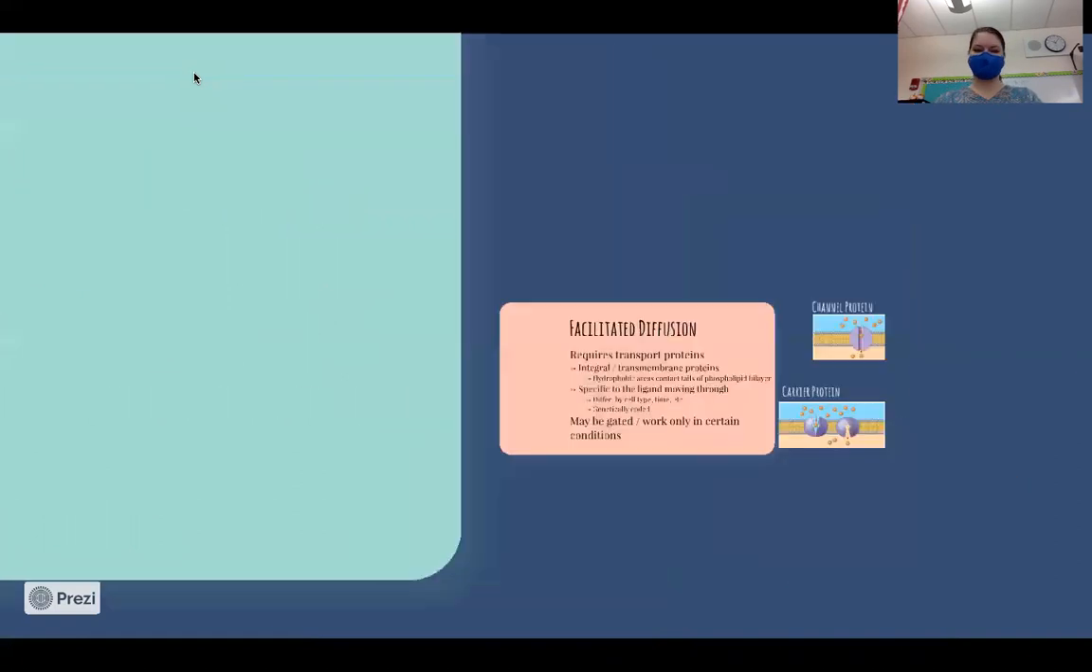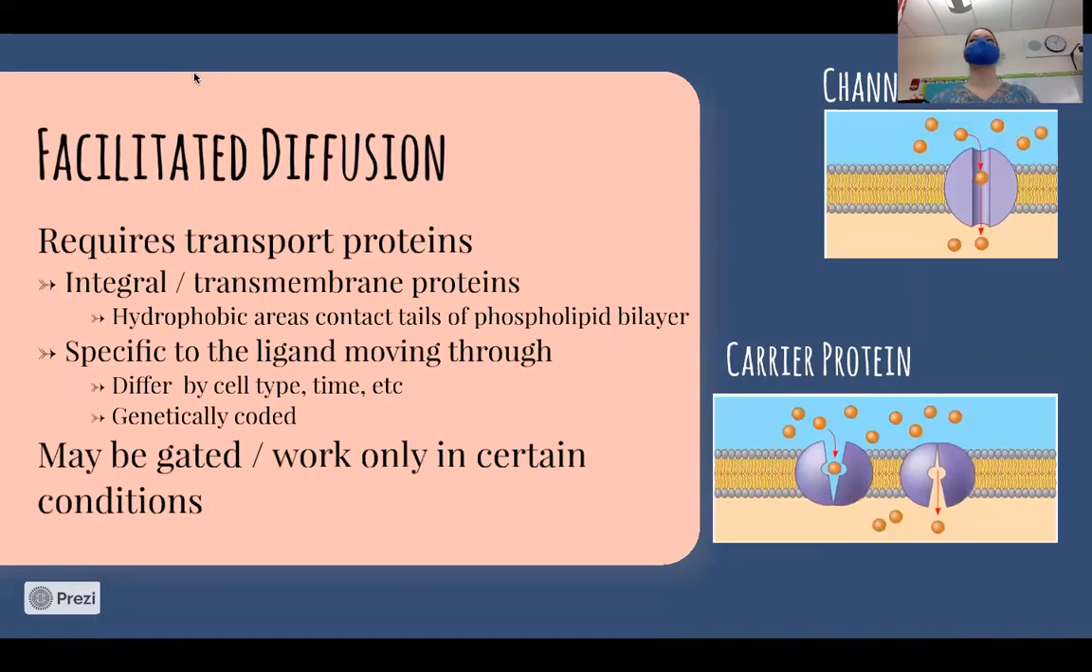For facilitated diffusion, anything that is large or polar cannot simply go directly through the membranes. And so we're going to need a transport protein. So a transport protein does exactly that. It's allowing for the transport through the phospholipid bilayer, or through the membrane, by bypassing the phospholipid bilayer.